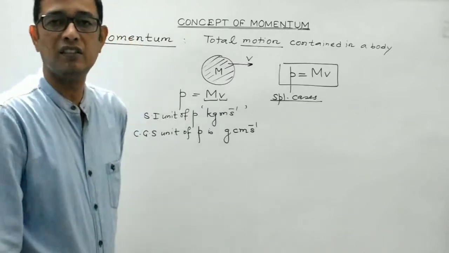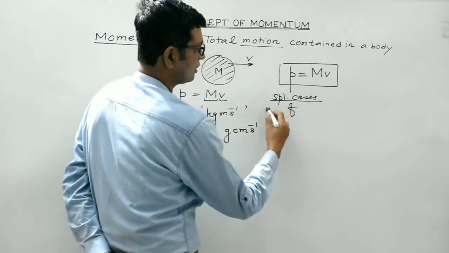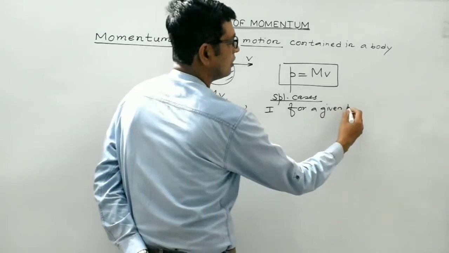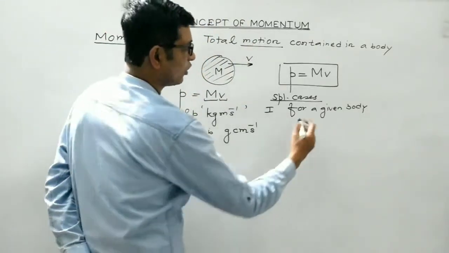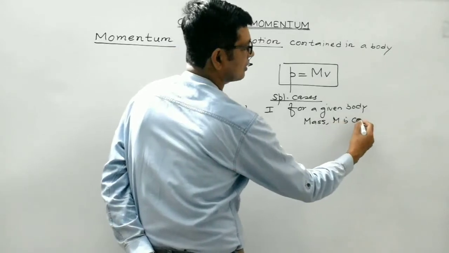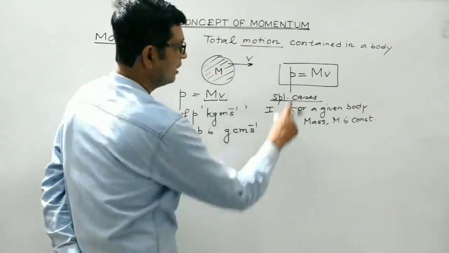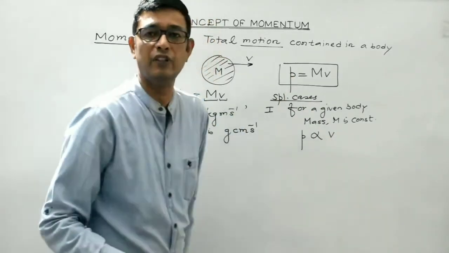Now let us consider the first case, for a given body. For any given body, its mass is constant. So for a given body, mass m is constant, isn't it? Therefore, momentum would be directly proportional to its velocity.